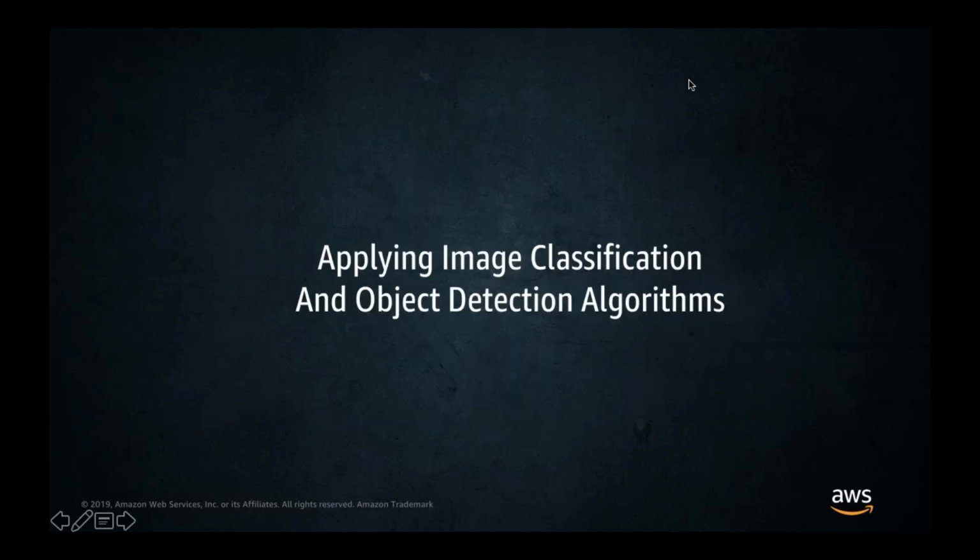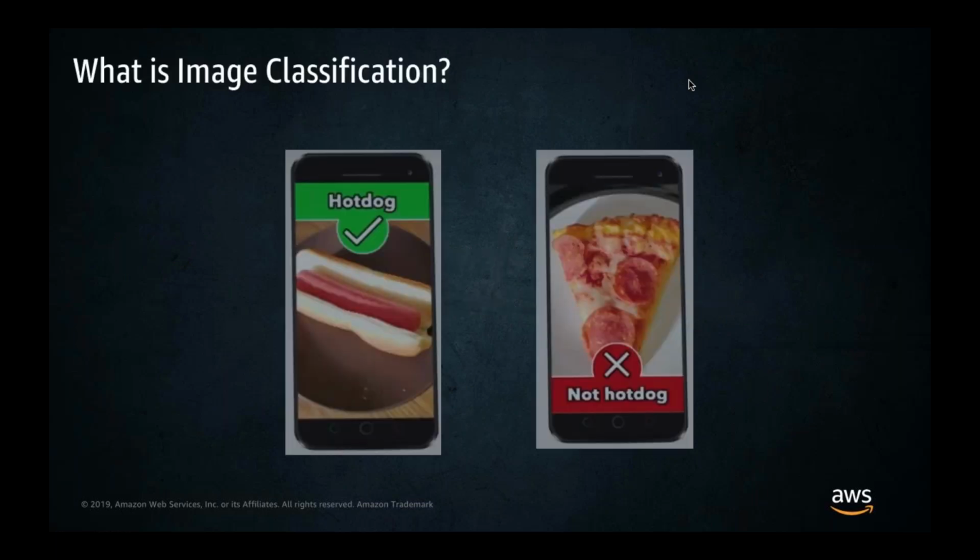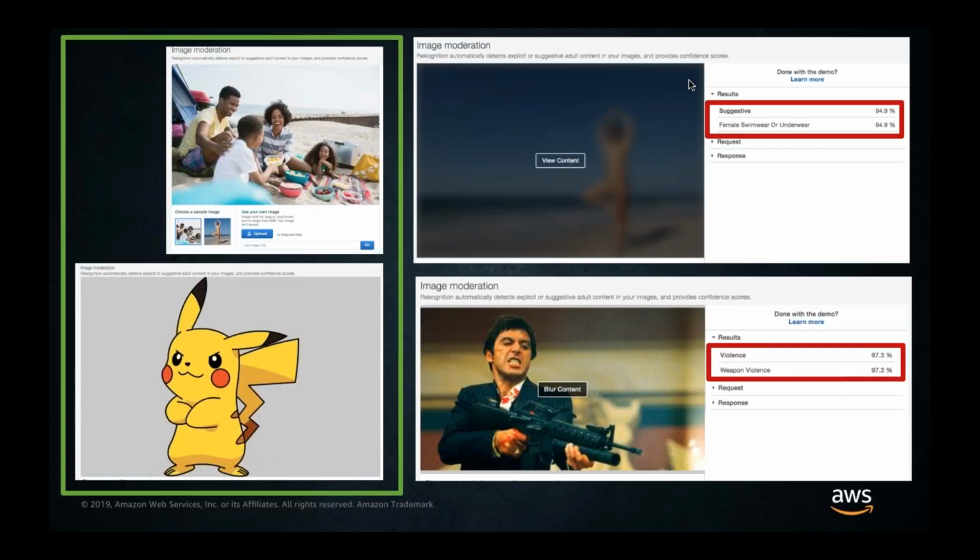So what is image classification? Now, some of you may know of the notorious hot dog app from HBO's TV show Silicon Valley. This is an example of image classification in the simplest form. Given an image, it classifies the image as a hot dog or not a hot dog. More practical applications involve more sophisticated models that can classify images across a larger number of categories.